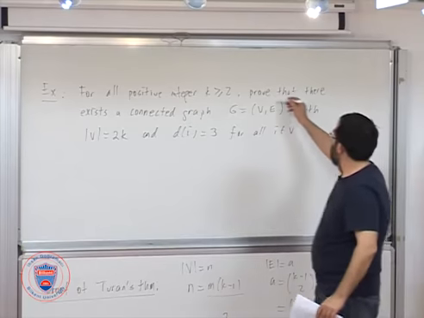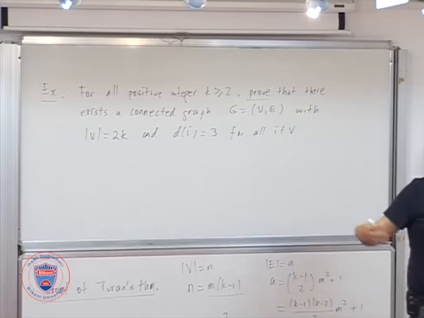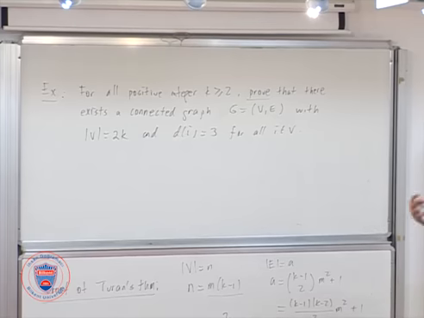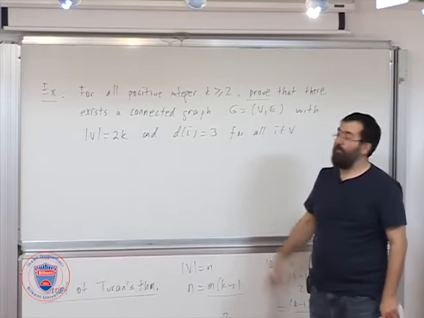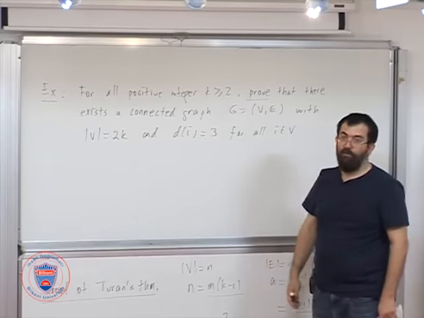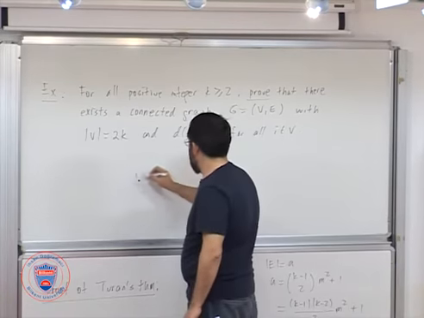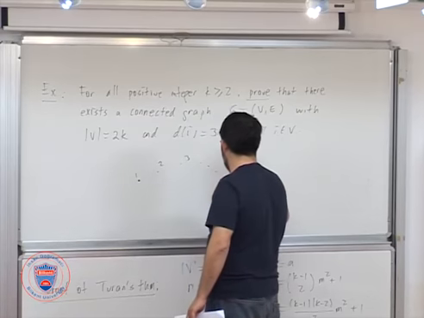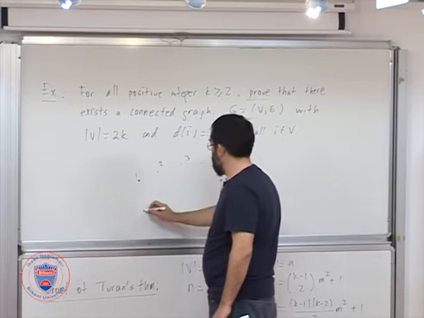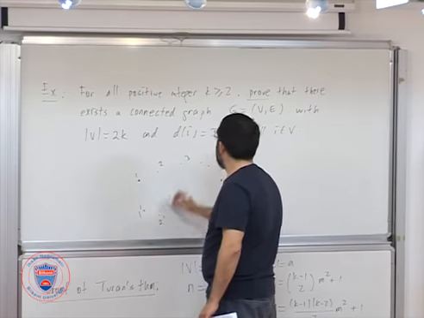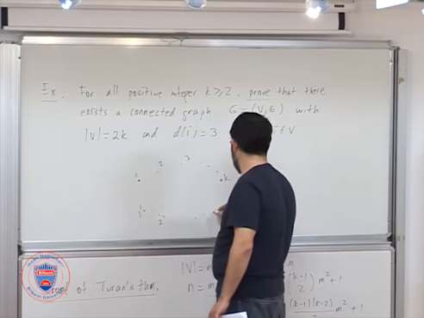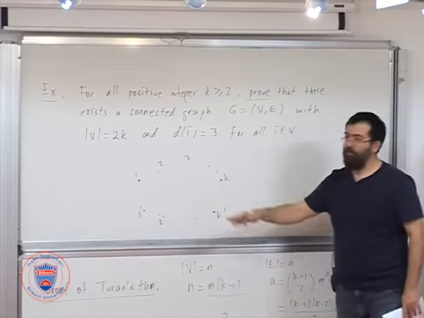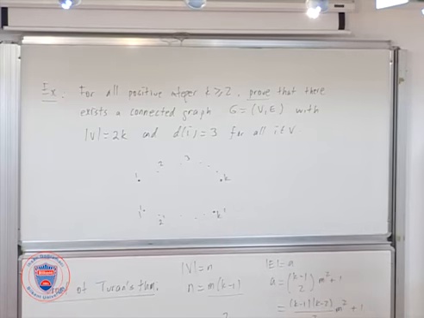So not every proof means that you have to write 2 pages. This question will be proved once you draw a picture with 2k vertices with degree 3 on each vertex. And the proof is very simple. You have n vertices, but because n is 2k, you have 2 groups, k of them and the other k primed. And you want the degree to be 3.